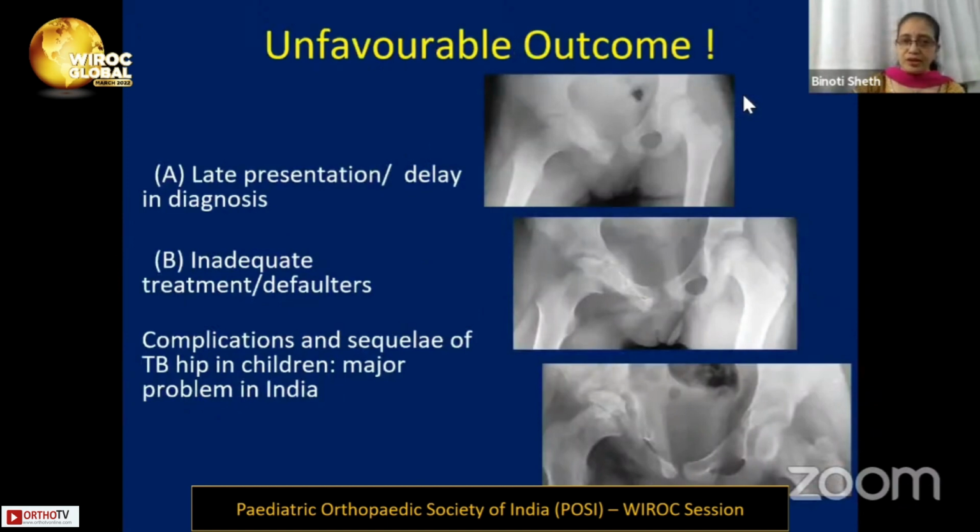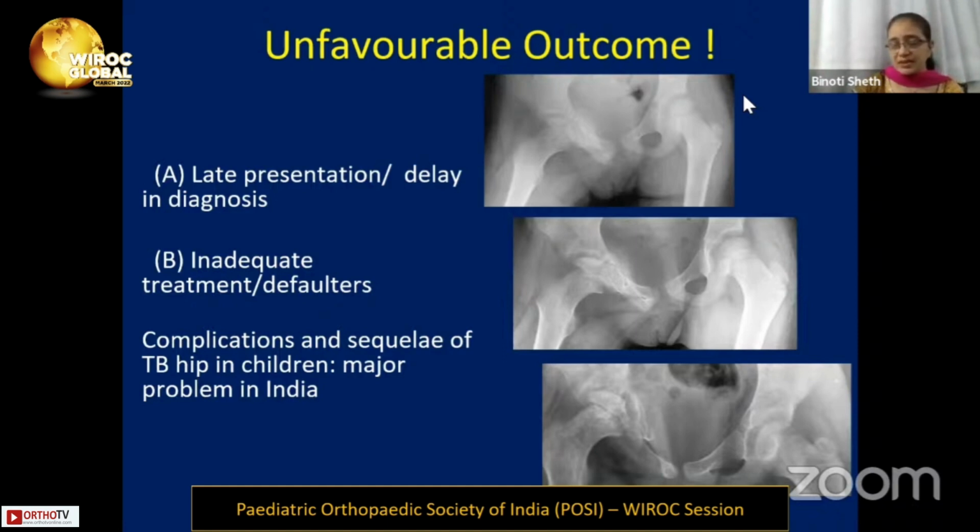Unfortunately, in the majority of conditions, we don't get this and we have an unfavorable outcome, because the majority of cases are presented late to us, or there is delay in diagnosis, or there is inadequate treatment, or there are defaulters. And hence complications and sequelae of TB hip in children is a major problem in India.